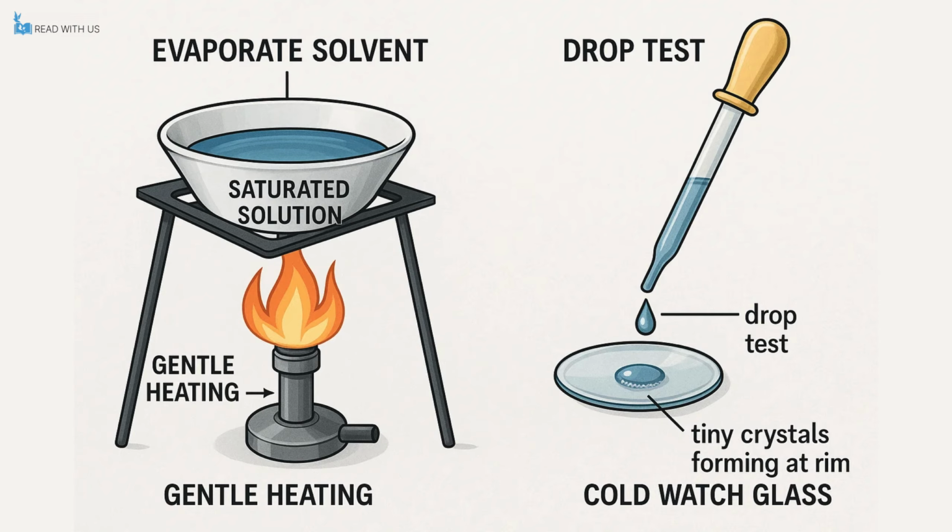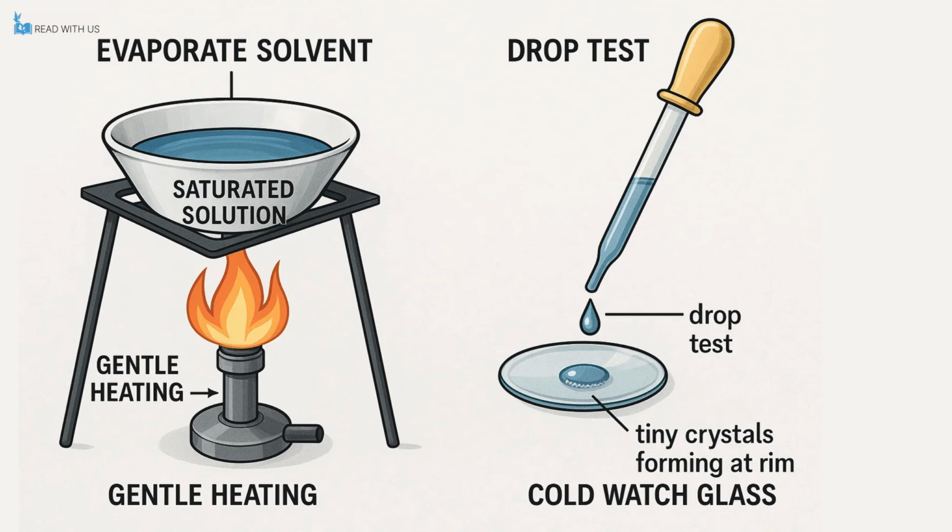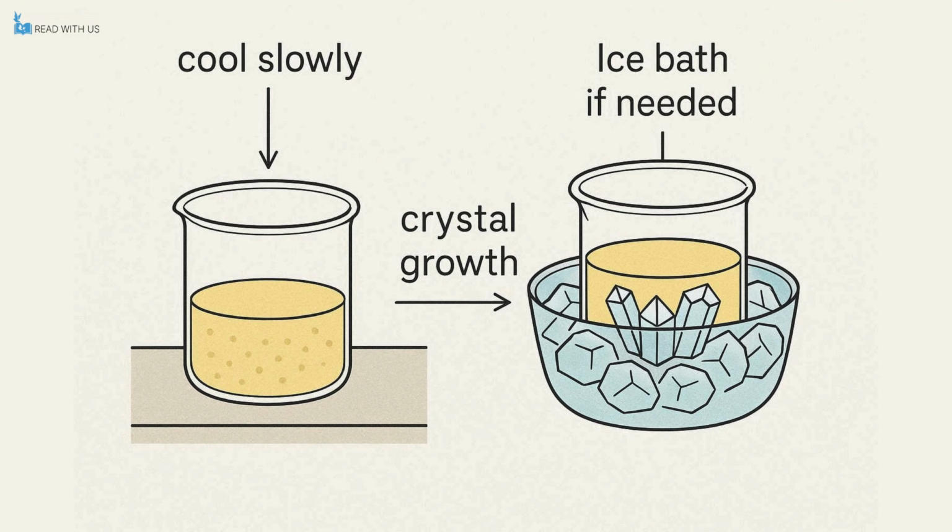Transfer the filtrate to an evaporating basin and heat it gently to evaporate some water until a drop placed on a cold watch glass forms small crystals at the edge, which shows the solution is saturated. Turn off the heat and leave the hot saturated solution to cool slowly, and then in an ice bath if needed, so that blue copper-2 sulfate crystals grow.